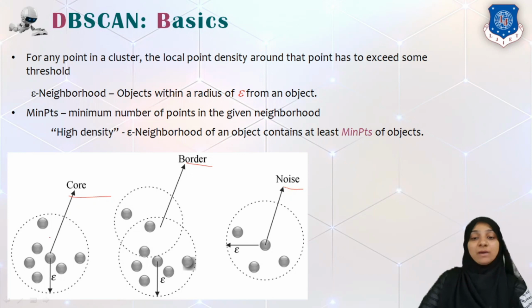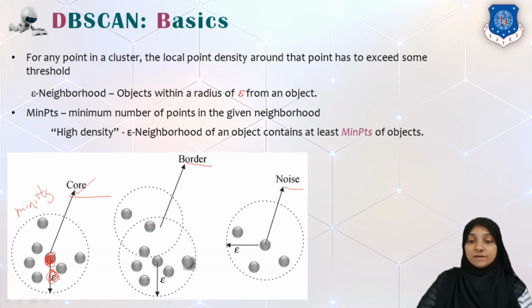Now what do we mean by core point? Any point around which you draw a neighborhood area with an epsilon radius and which also satisfies the minimum points criteria. Here we are saying that the minimum point criteria is, for example, 5. So here 1, 2, 3, 4, 5, 6 and 7, 7 points are there. That's why this core point is actually a core point.